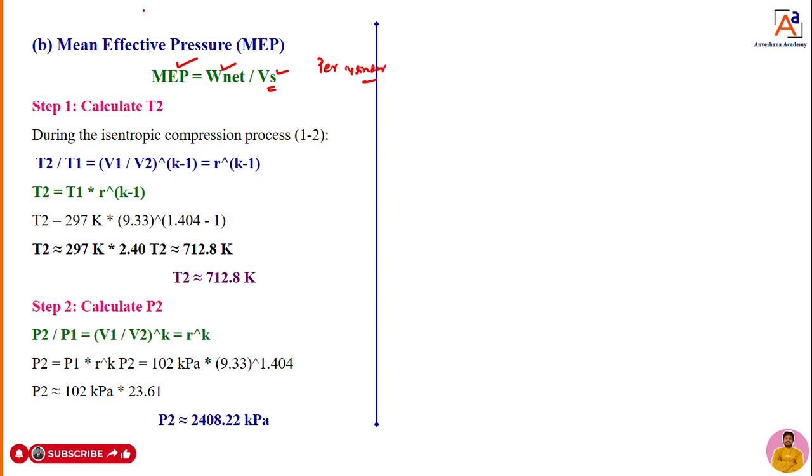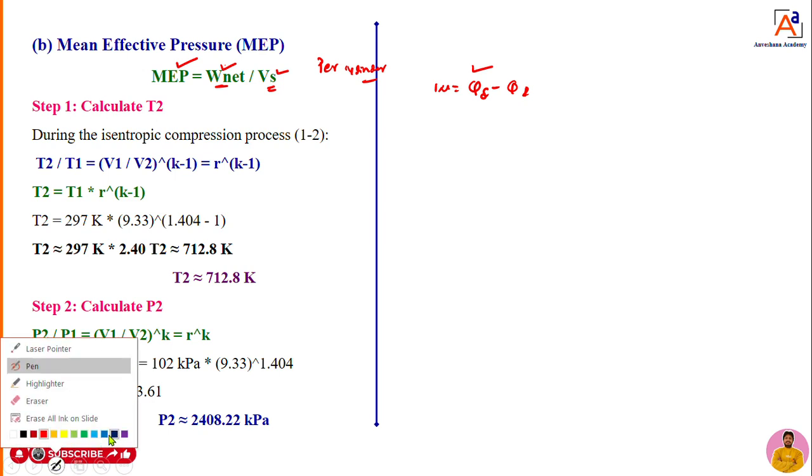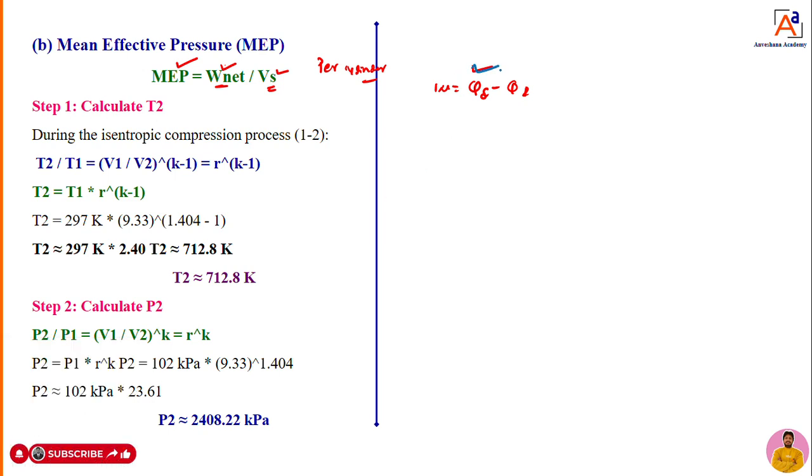Okay, so now, fine. Now to calculate the work net, Vs we already know. To calculate the mean effective pressure, I should know the value of W net. To calculate this W net, we should know the values of the temperatures. Why temperatures? We know already, work net is nothing but heat supplied minus heat rejected. Heat supplied is taking place at constant volume in the Otto cycle, that we know already. Heat is also going to be rejected at constant volume.